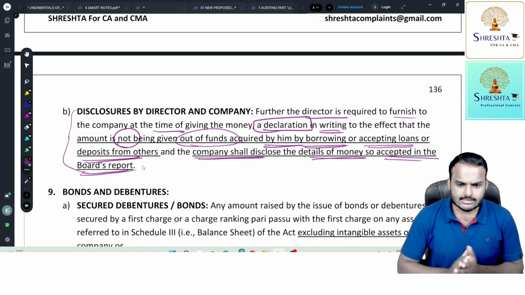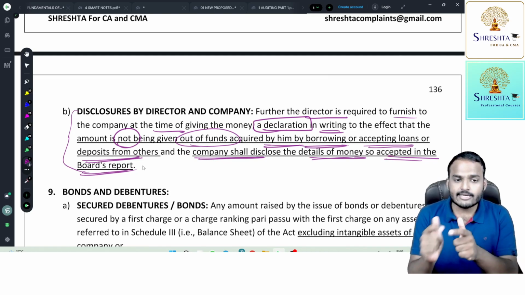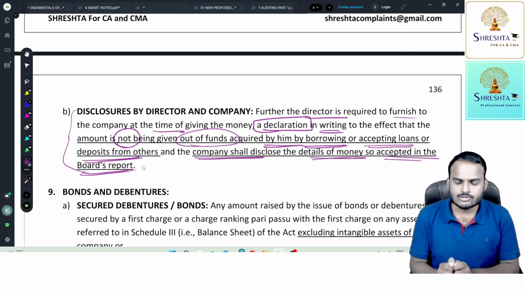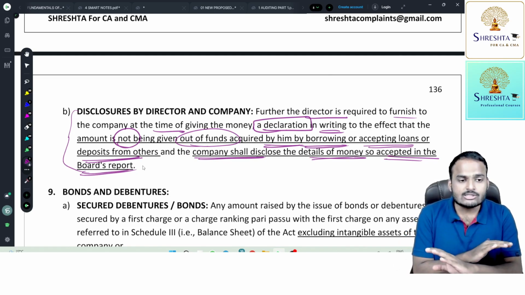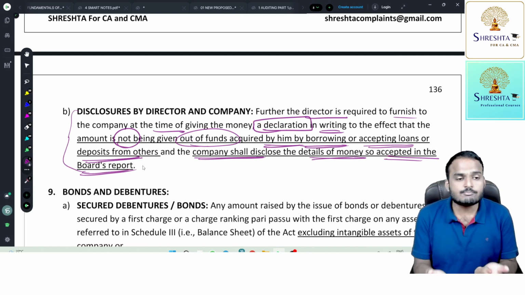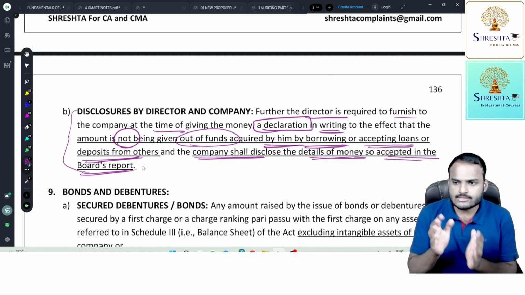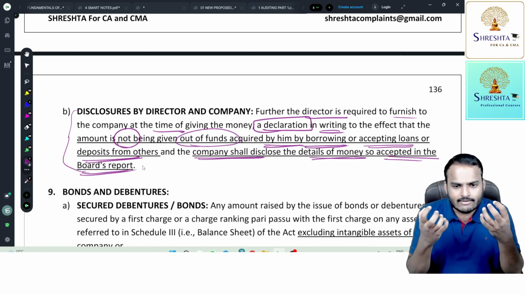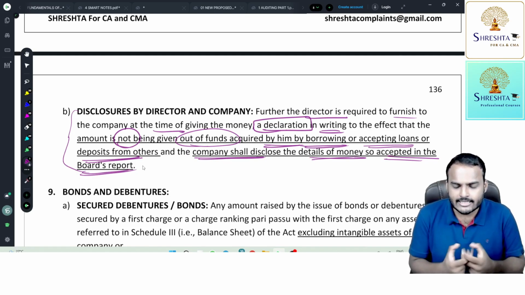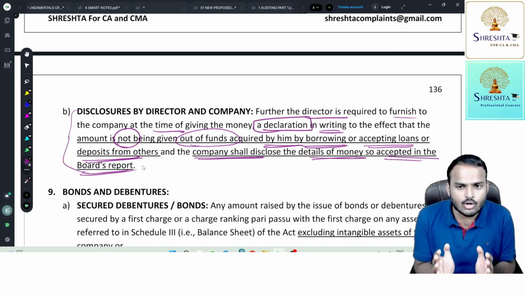What are those two conditions, sir? At the time, company taking money from the directors, along with money, they need to take a declaration. The declaration should be written by director stating that whatever money I am giving a loan to the company, it is not out of borrowed funds, it is purely out of my savings. Over a period of time, yes, you can check my income tax returns or you can check my assets. So over a period of time, whatever I'm having, whatever money accumulated, that money I'm giving as a loan to the company. This is not out of borrowed funds.